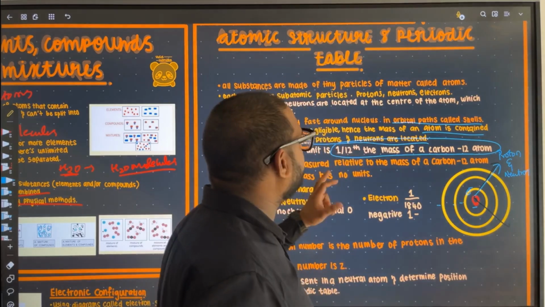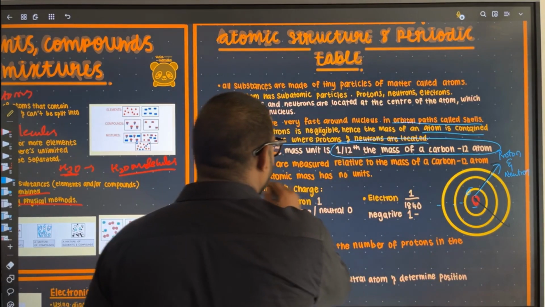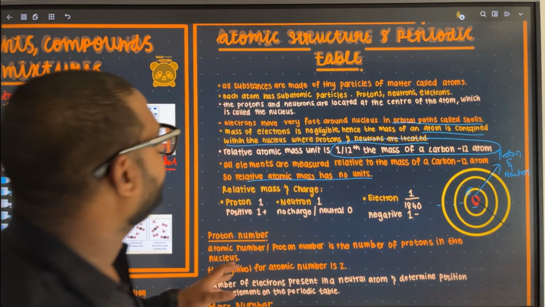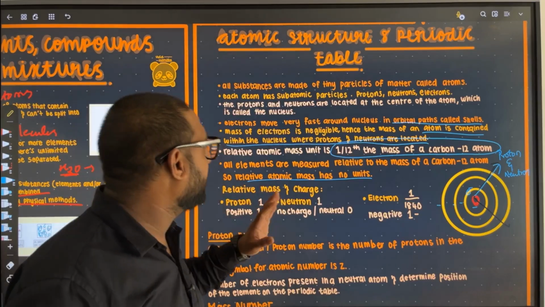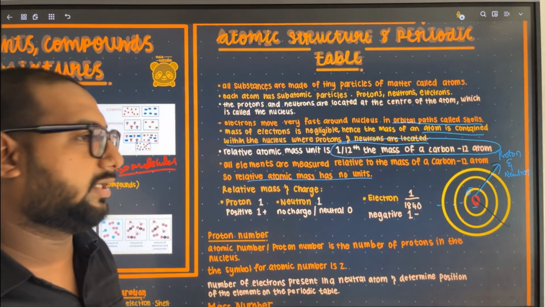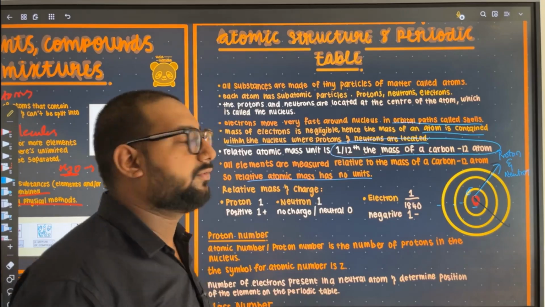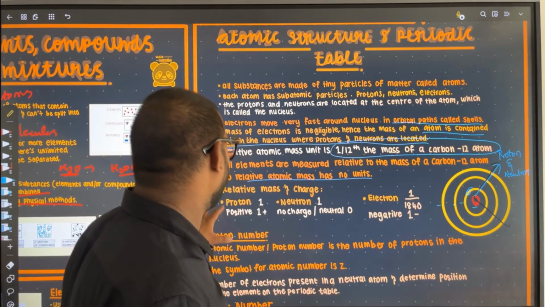All the elements are measured relative to the mass of a carbon 12 atom. So the relative atomic mass has no units. It is used just to measure the mass of the atom. It is for our reference, so that we can measure the mass of an atom.